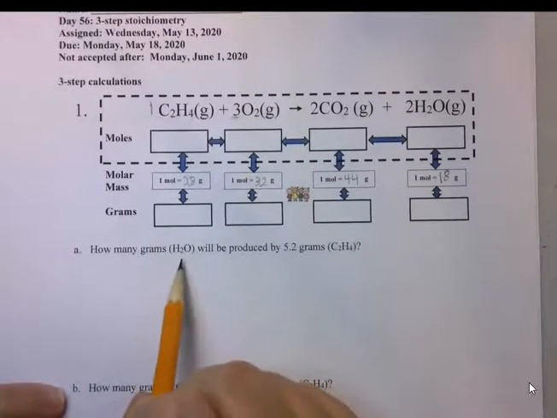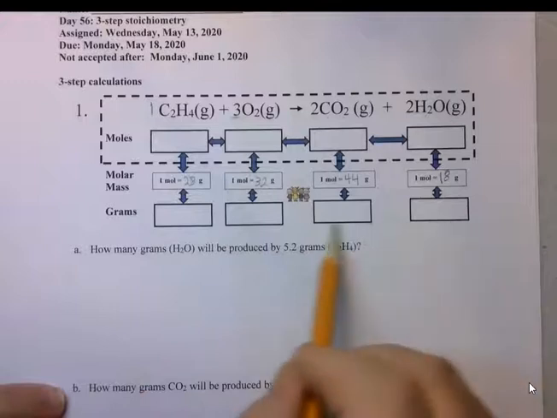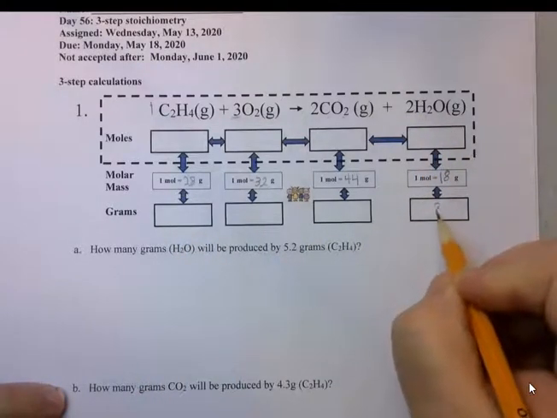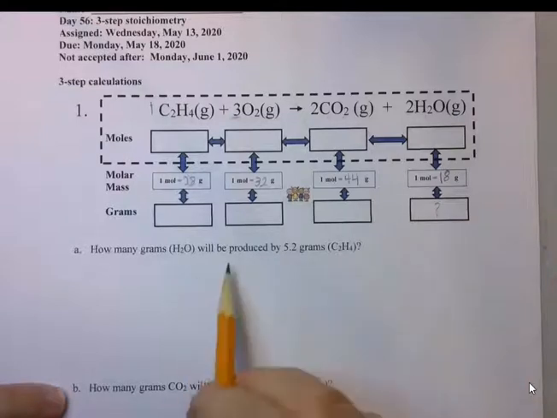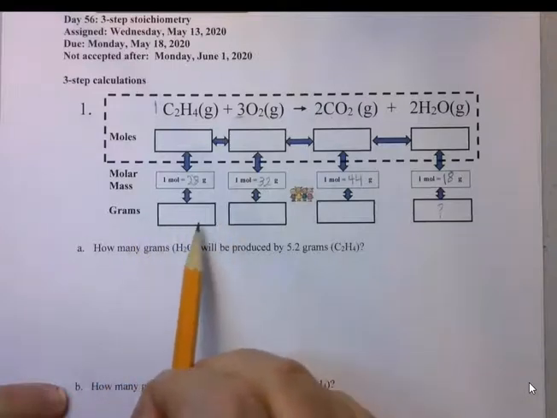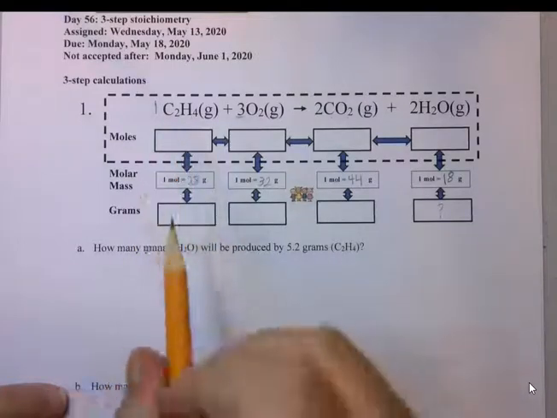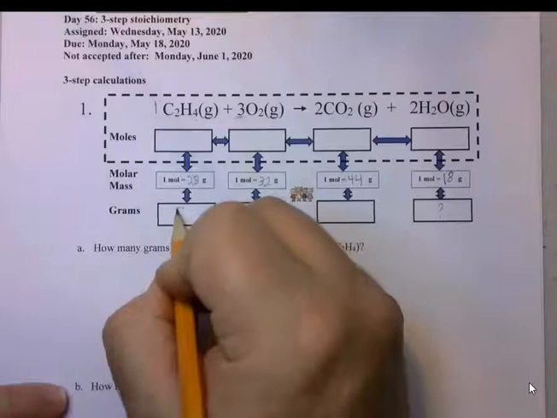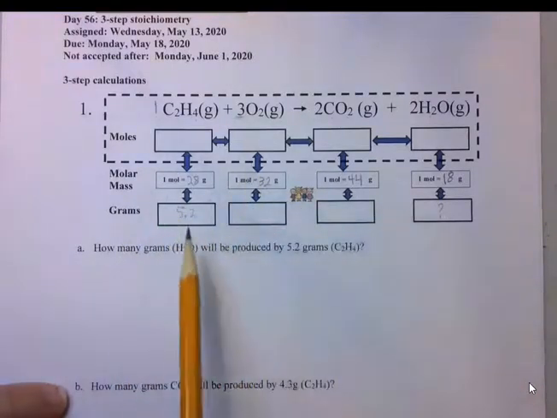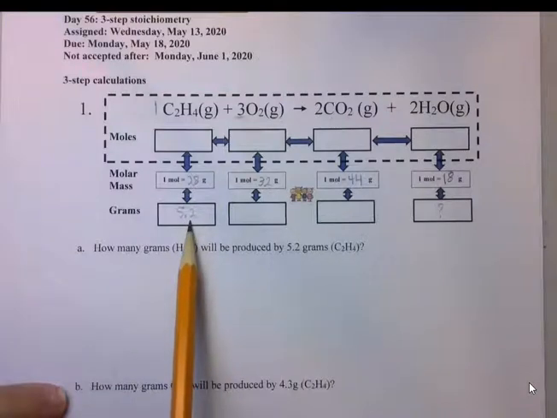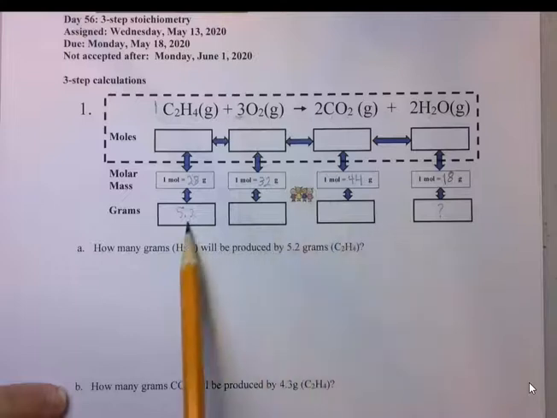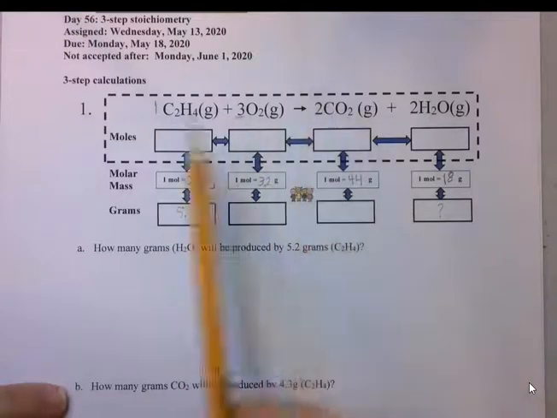So how many grams of H2O? So we're down here in the grams row, and we're over here in the H2O column, and it wants to know how many. So that's where our question mark goes. Will be produced by 5.2 grams of CH4. So again, we're down here in the grams row, and we need CH4. So it's 5.2 grams of CH4. There's simply no way to directly relate grams of CH4 to grams of H2O directly. There's no way to do that. That's what the chemical equation does.